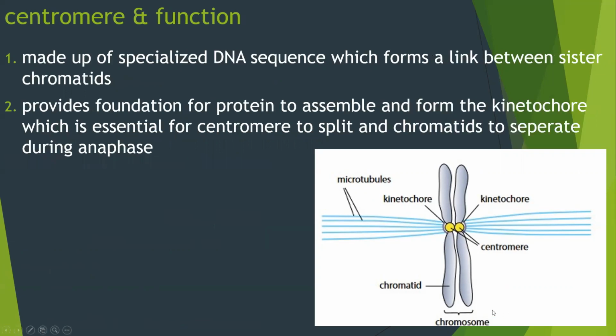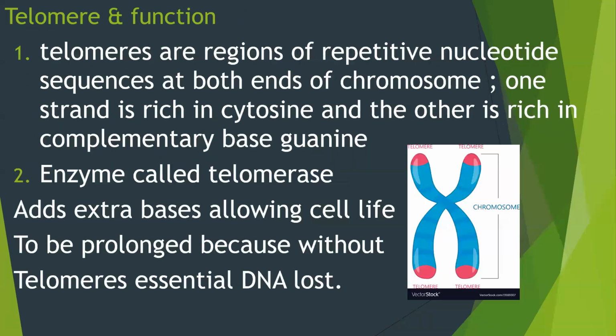So the next thing we talk about is the centromere. The centromere itself is a region of specialized DNA which forms a link between the chromatids. In this case, the only function that we need to know about is that it provides a foundation for proteins to assemble so that the kinetochore can form. And this is important because if the kinetochore cannot form, the centromeres won't split and the chromatids won't separate during anaphase.